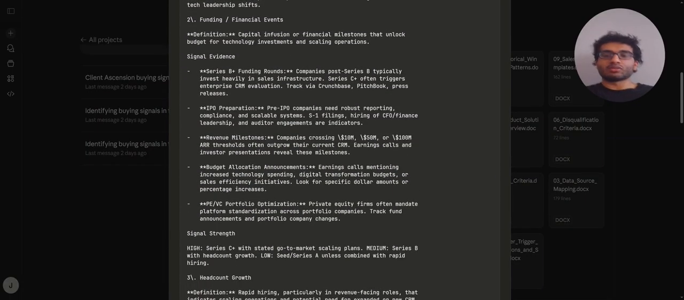Funding and financial events are obviously super important for a company like Salesforce, because companies aren't waking up one morning thinking, oh, I need a new CRM. It's a big strategic initiative. So important things are, for example, have they raised a Series C? Have they raised a Series B with headcount growth?